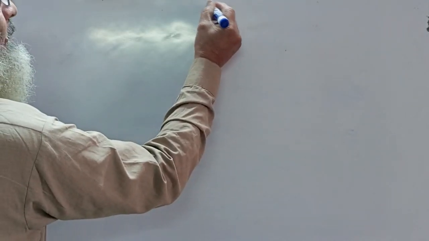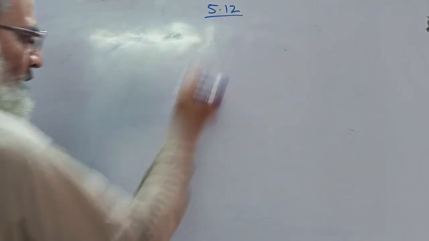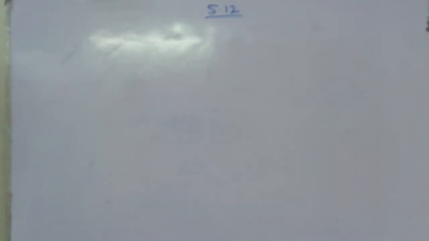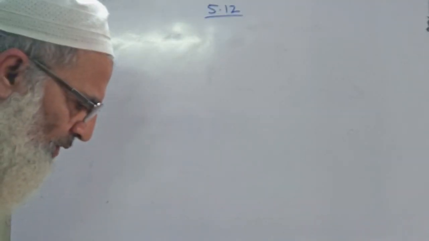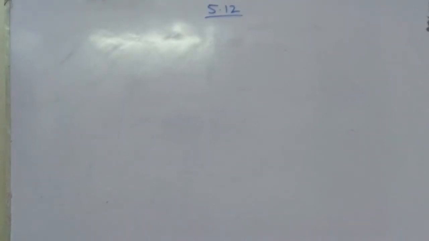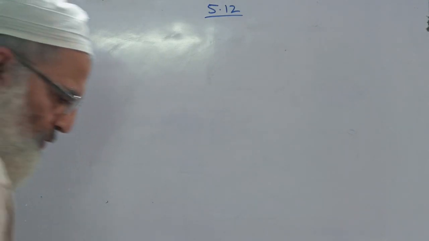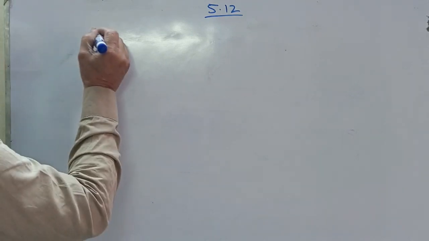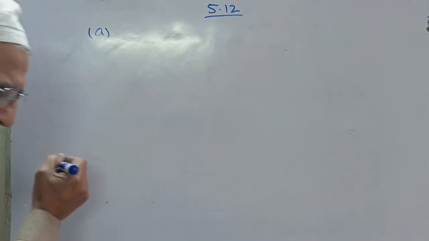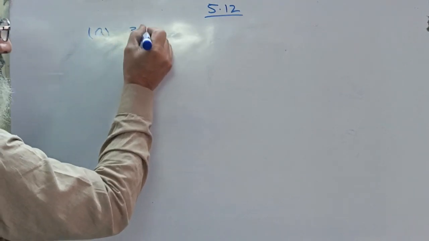Now let me start the exercise, exercise 5.12. Write each of the following numbers in standard form. Now there are numbers given and we have to rewrite them into the standard form, or scientific notation. So number A is written 380.